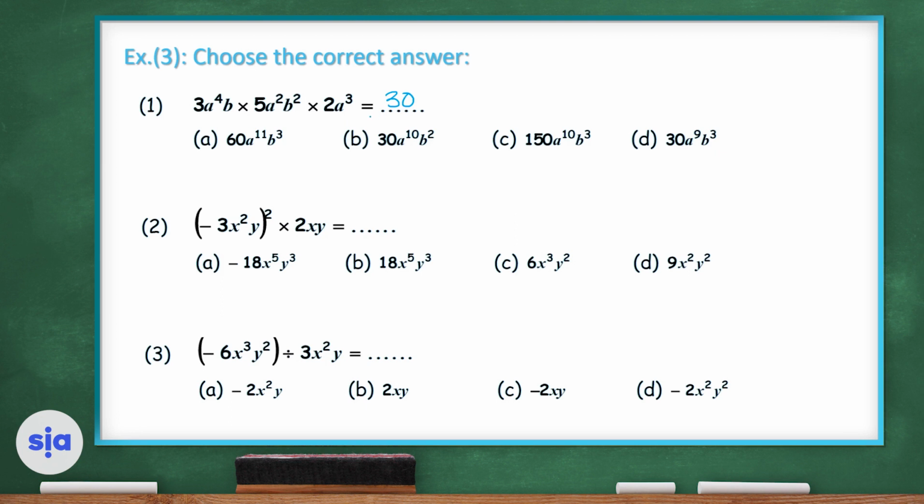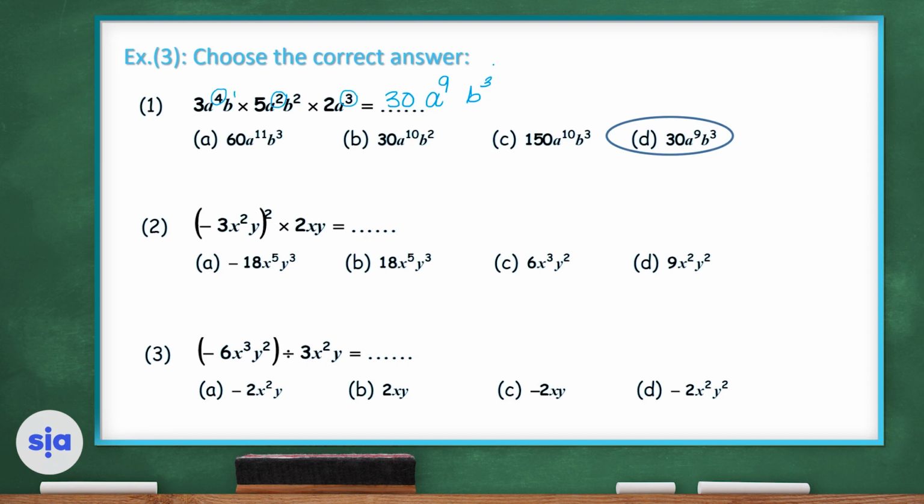Let's go to the a's. I add the powers: a to the power of 4, times a to the power of 2, times a to the power of 3. 4 plus 2 is 6 plus 3 is 9. So it's a to the power of 9. Yes, now you know the answer, but let's continue with the b's. b to the power of 1 times b to the power of 2 is b to the power of 3. So the right answer here for question 1 is choice D.